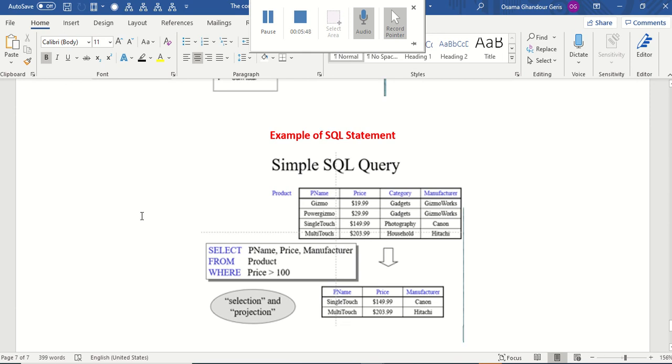Example of an SQL statement. The example we are seeing: select bname, this is a field, and another field, the price, and the third one, manufacturer, from a table named product, where the condition is price more than 100. So the main table is the above one, which consists of 4 columns, and the resulting output table, which is below the SQL code, consists of 3 columns: the bname, the price, and the manufacturer.